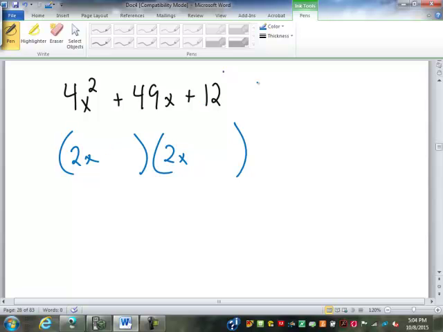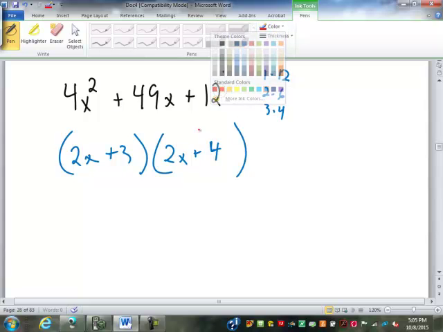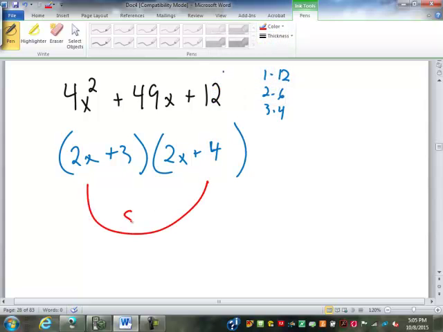So now the 12, of course, 1 times 12, 2 times 6, or 3 times 4. Let's try the 3 times 4. So plus 3 plus 4. On the outside, we get 8x. On the inside, we get 6x. That adds up to 14x. Nowhere near the 49 that we want. If I switch the 4 and the 3, does that help? No, because it's 2x and 2x. So we're still going to get the same numbers.